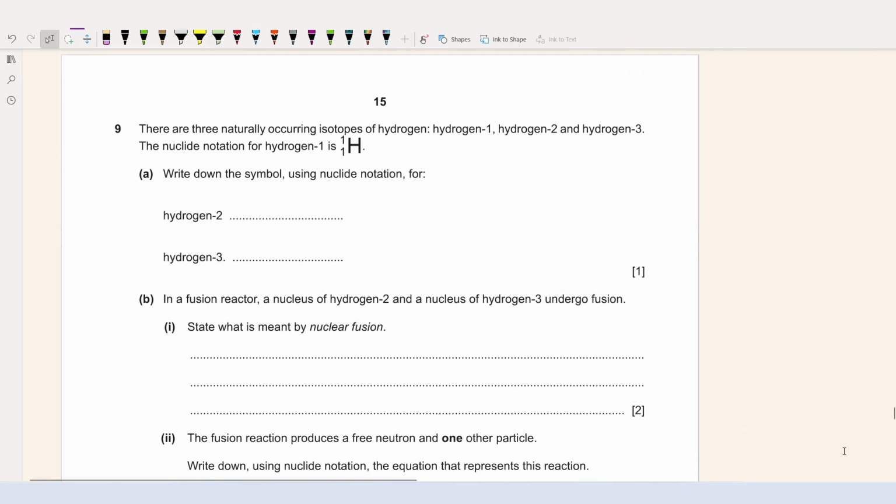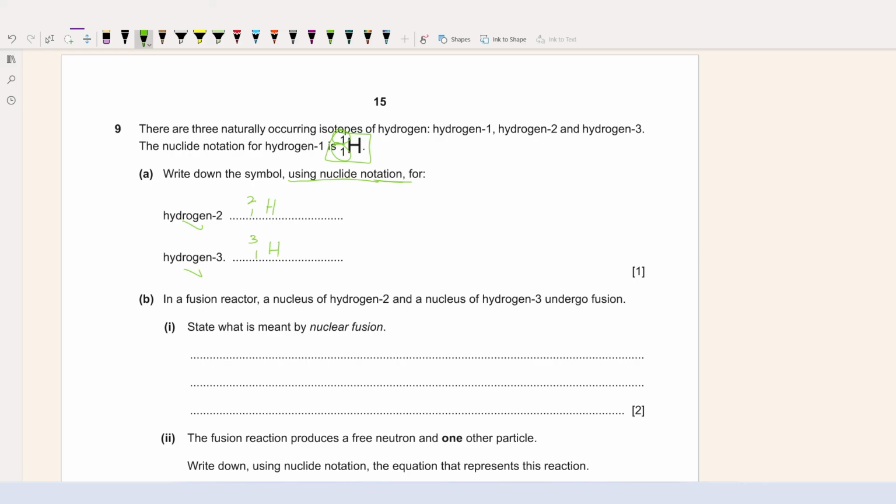We're done with this. Question number 9. There are 3 naturally occurring isotopes of hydrogen: hydrogen 1, hydrogen 2, and hydrogen 3. The nuclide notation for hydrogen 1 is 1, 1, and H. Write down the symbol using nuclide notation for hydrogen 2 and hydrogen 3. So this is pretty easy. You can write 2, 1, and H, 3, 1, and H.